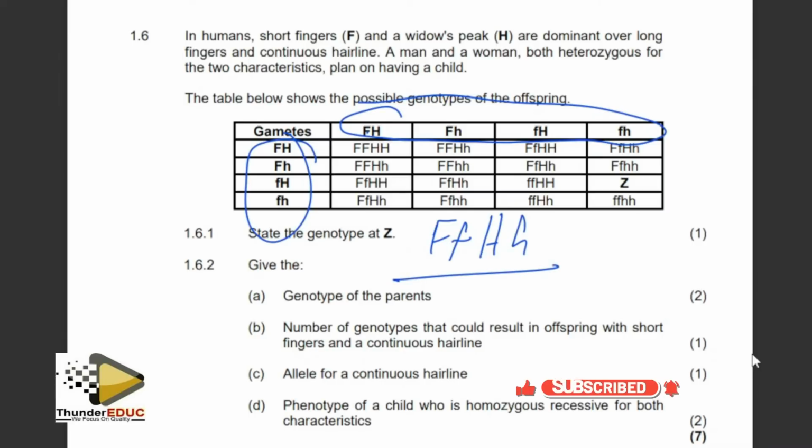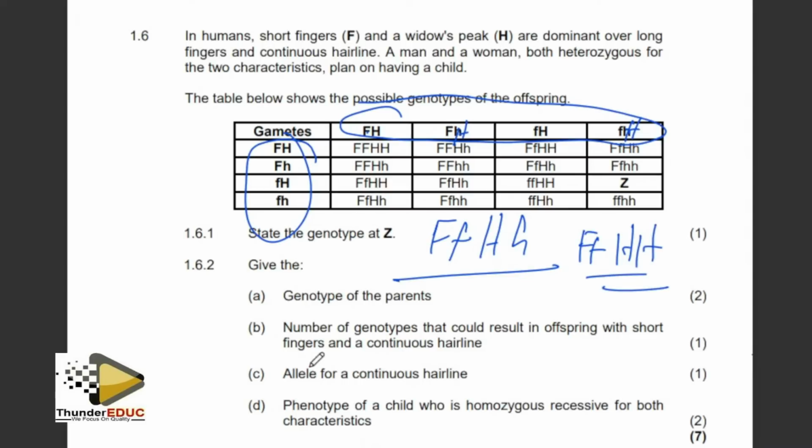If all of them were capital H, for example, even here capital H, I would have said, do I have F? Yes. Do I have small f? Yes. Do I have capital H? Yes. Do I have small h? No. They are all capital H. Done. That's how you can identify. Simple, no stress.